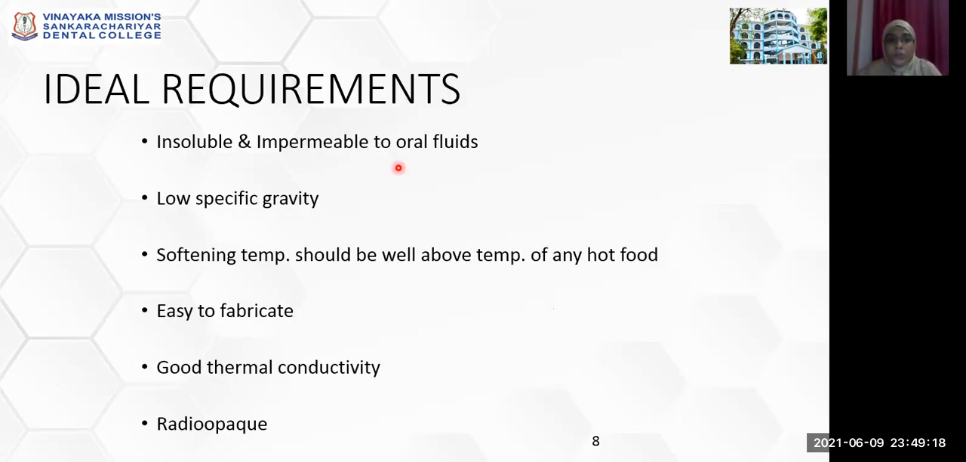Fine. So next, they should be insoluble and impermeable to oral fluids. The specific gravity of this material has to be low, okay, and the softening temperature of this material should be well above the temperature of the materials what is going to reach inside your mouth. And you should be able to fabricate it very easily. It should be cost effective, it should have a good thermal conductivity, it should be radio opaque.